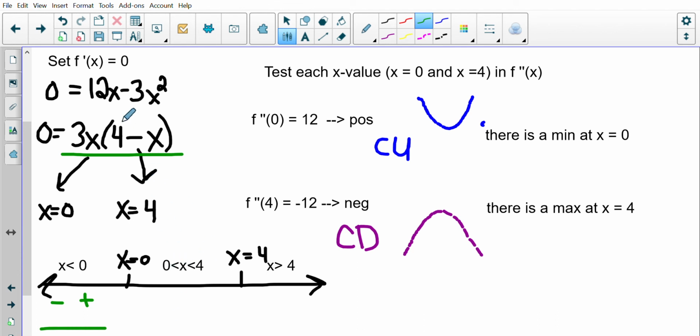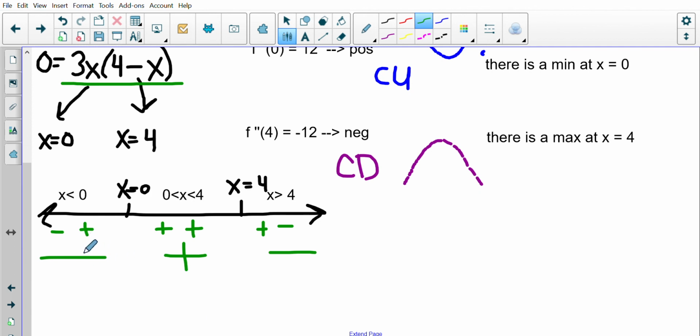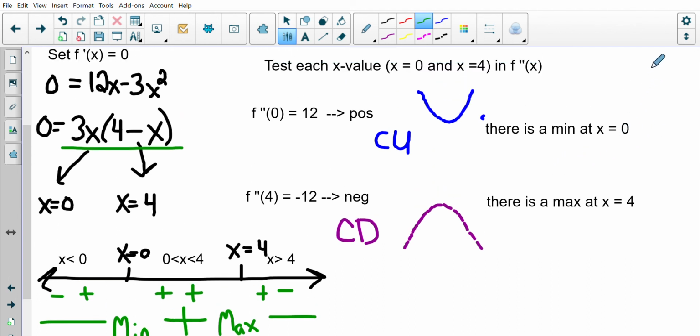Then between 0 and 4, plug in a 1. First part would be positive. 4 minus 1 would be positive. So there we go, positive. All right, and then greater than 4, let's try 5. So that first bracket would be positive, and then 4 minus 5 would be negative, so it would be negative. And so when you're going from decreasing to increasing, there's a min here, just like my second derivative told me. And when you're going from increasing to decreasing, that means there's a max here, again, just like my second derivative told me. So again, there's just options there in figuring out whether you have a max or a min.